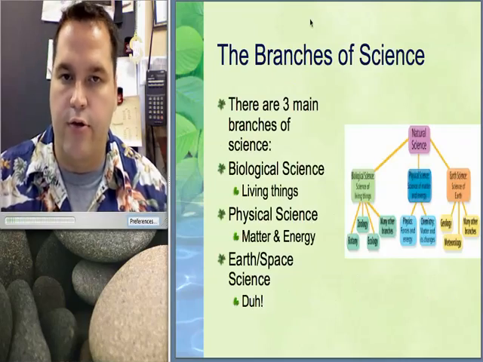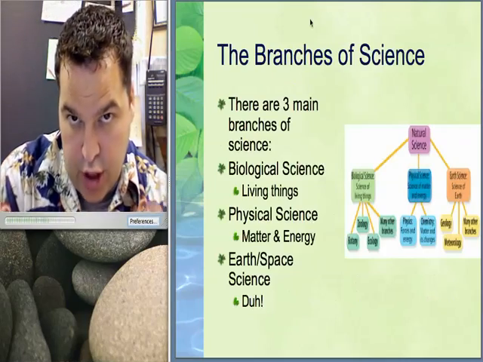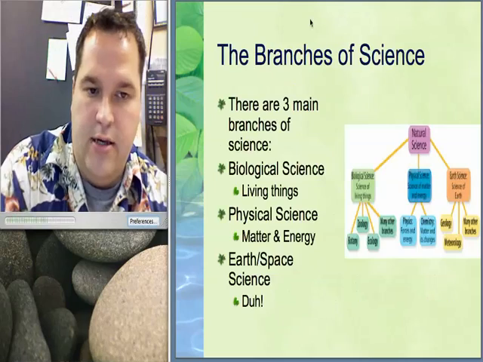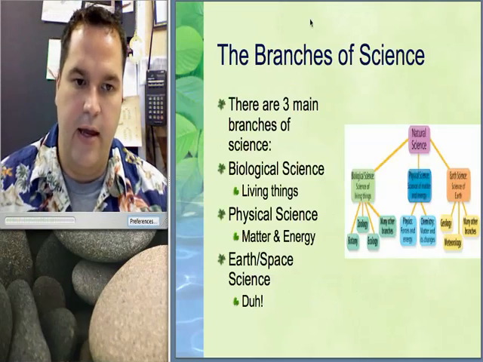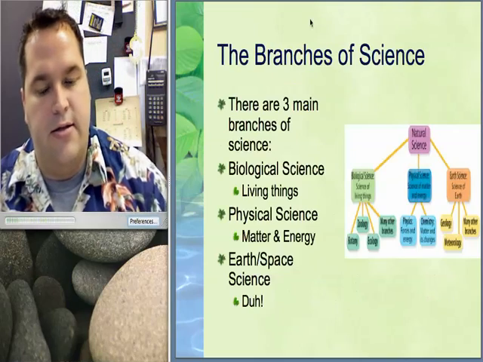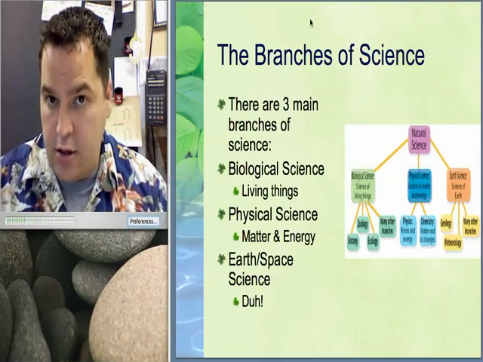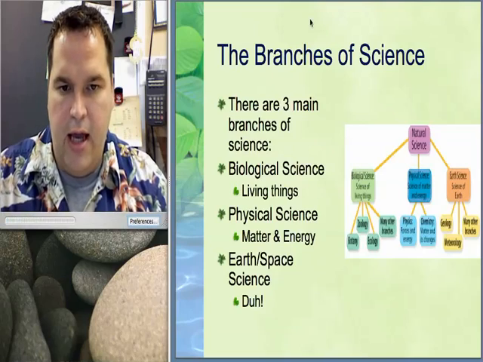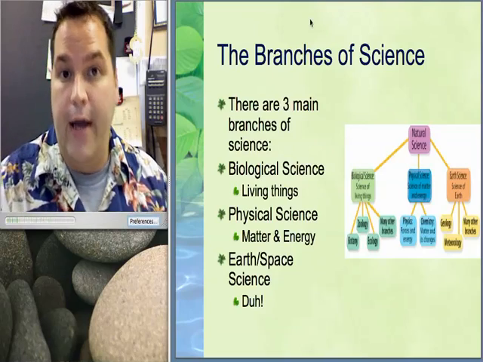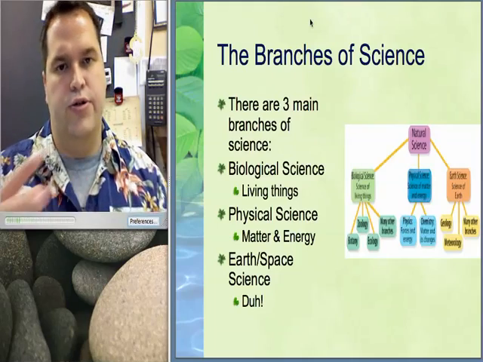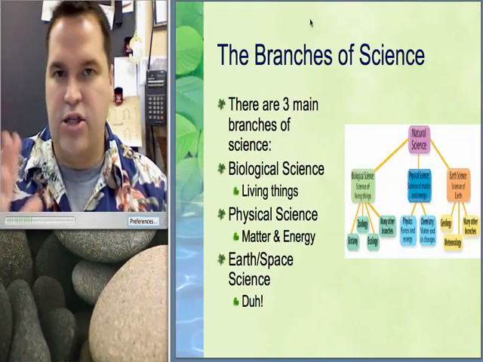First of all, there are three main branches of science. And of course, we're talking about biology, which is the study of life. We're talking about living things here. Another branch of science is going to be physical science, and that includes both physics and chemistry. And really, when we talk about physical science, we're talking about matter and energy, atoms and molecules and energy and movement, and that's all physics and chemistry.